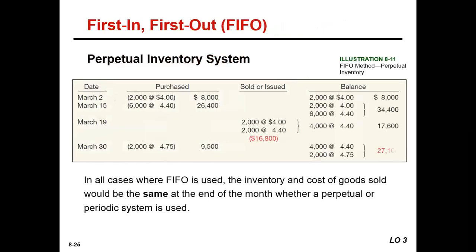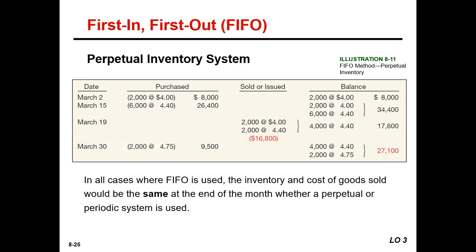And let me just see how many times I've got to click through this. So March 2nd, again, we had those 2,000 units purchased at $4 each. That would have been a total of 8,000. March 15th, 6,000 units at $4.40 each. That would have been 26,400. So at that point, once we made this purchase, we had 8,000 units available for sale, 2,000 at $4 each, 6,000 at $4.40 each. That's a total of 34,400, right? If we do the math on that.